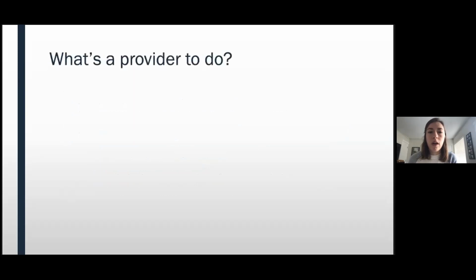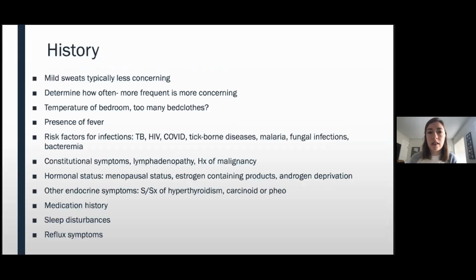So what are we to do in clinic when somebody reports night sweats to us? The main thing is getting a really good history. Like you mentioned in the chat, getting a good history of other contributing factors that could be going on is the most important thing.